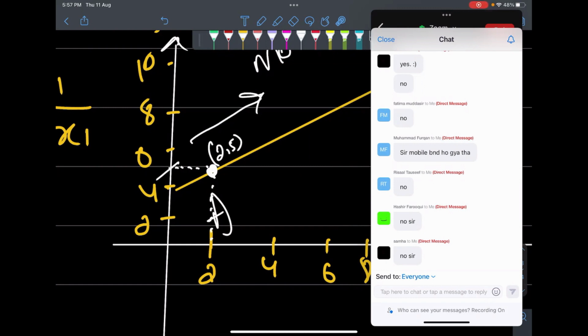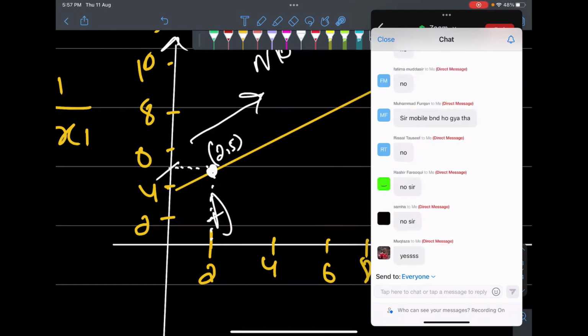I'll say it once again. As we are moving on the yellow line, my horizontal position and my vertical position both are changing. That is all I am saying, for which I have spoken at such length. Is it clear? Yes or no? Hurry up.